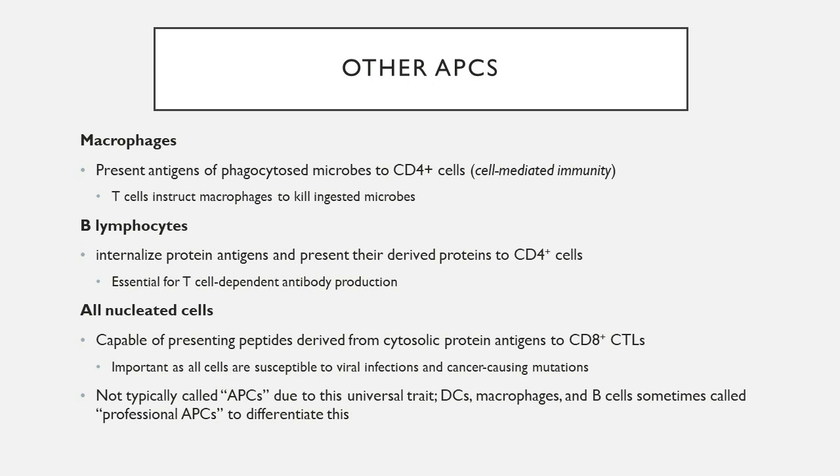And lastly, in a more generalized form, all nucleated cells have the ability to present to the CD8 plus variety, the cytotoxic T lymphocytes, which is important because all cells are capable of getting infected by viruses, and all cells are capable of forming cancer. And the CD8 plus variety of T cells are the variety to kill internalized infected cells directly or cancerous cells directly. Now, because all cells are capable of doing this, we don't typically call all cells antigen-presenting cells. And what we sometimes do is even call dendritic cells, macrophages, and B cells professional APCs to help differentiate this.